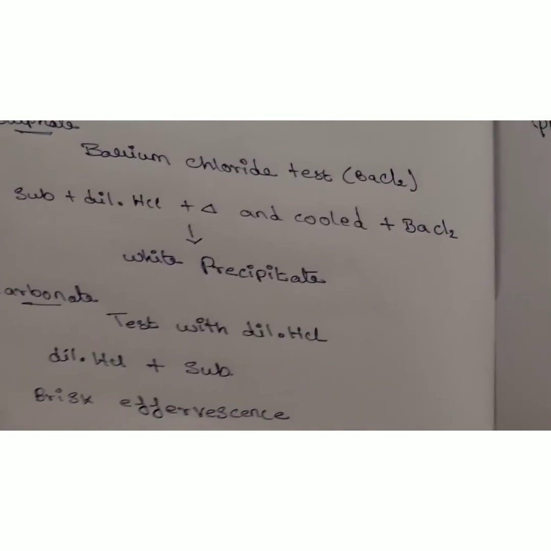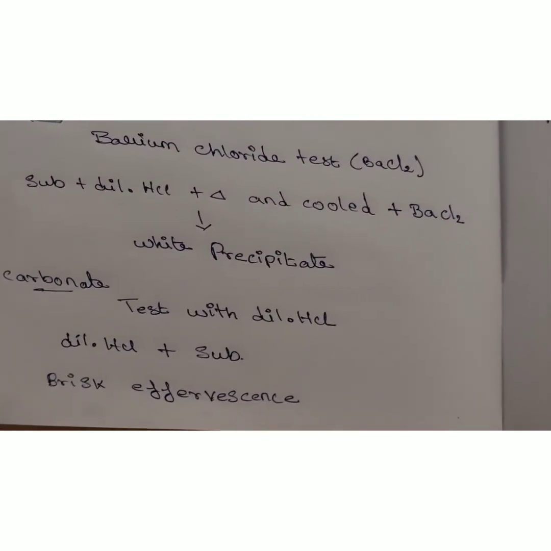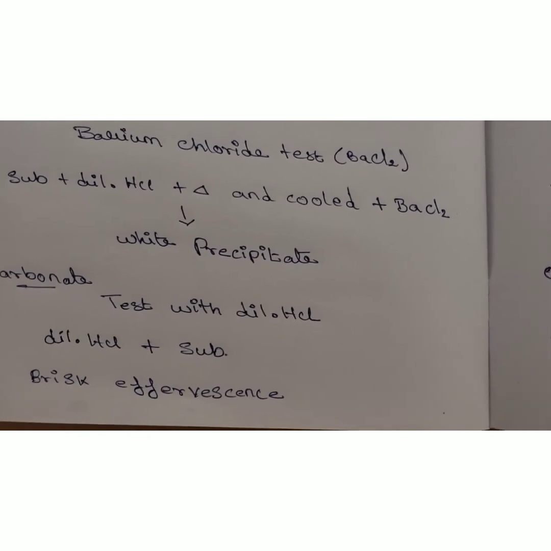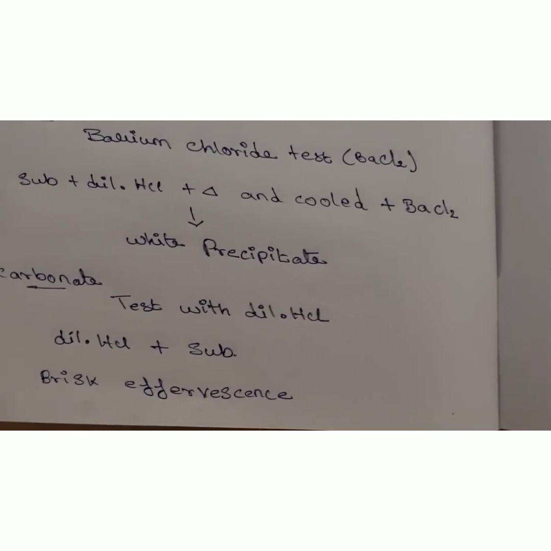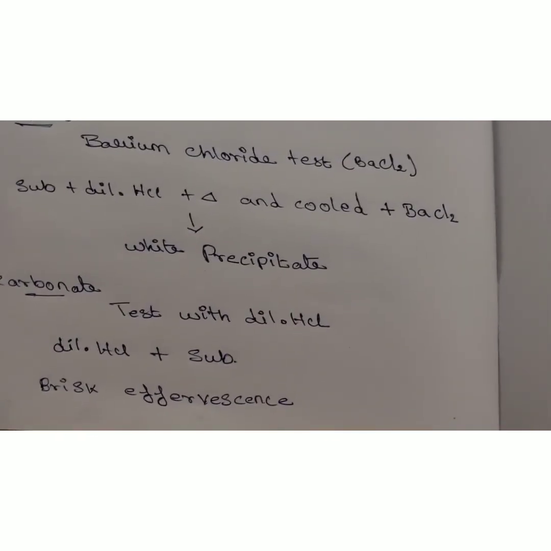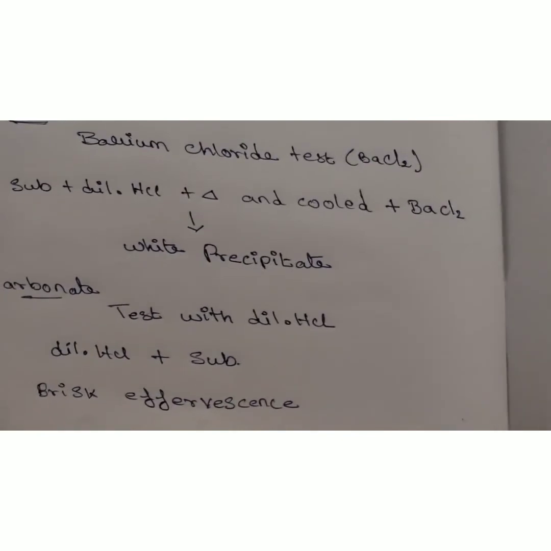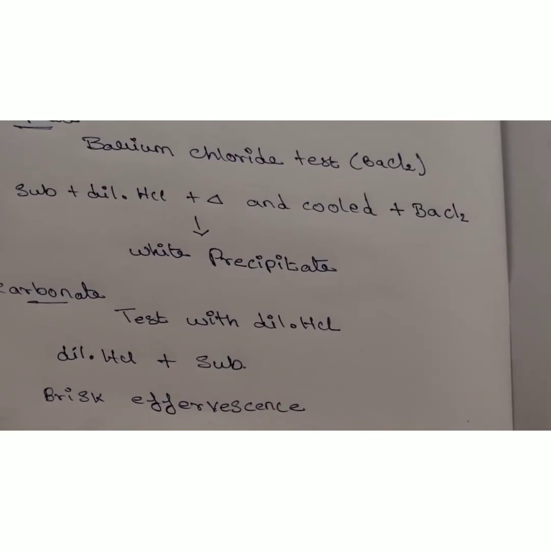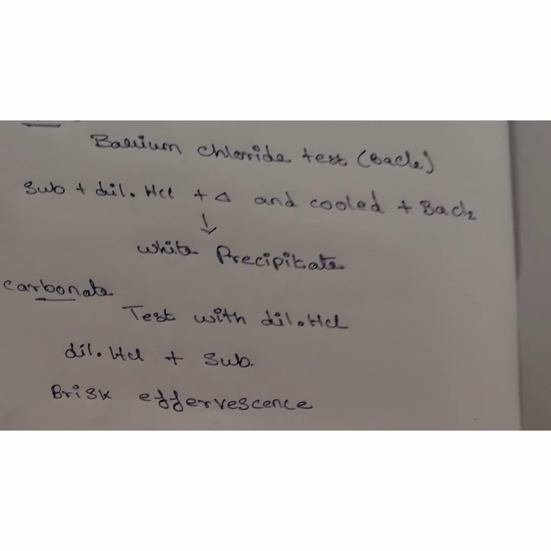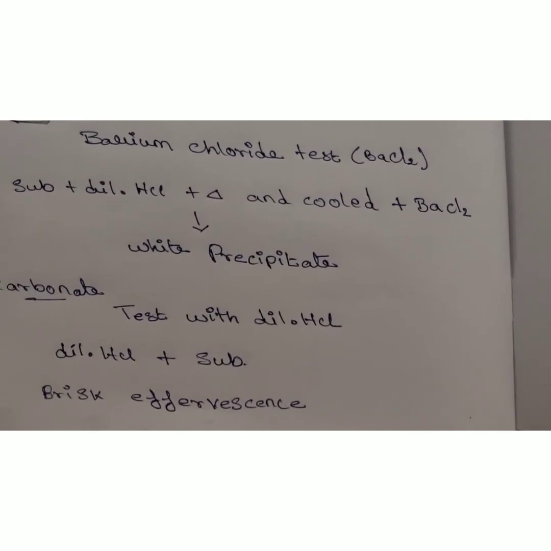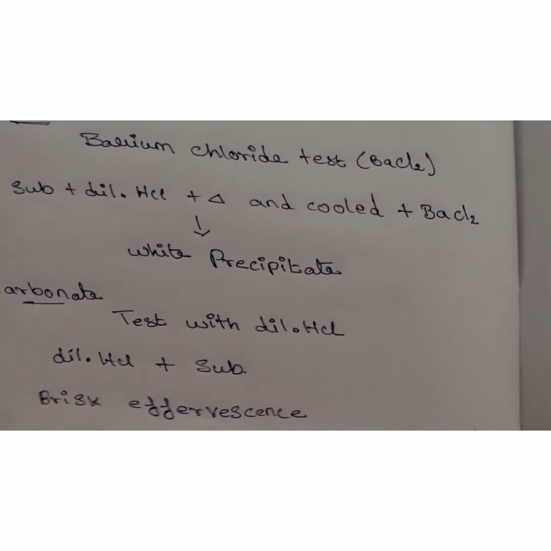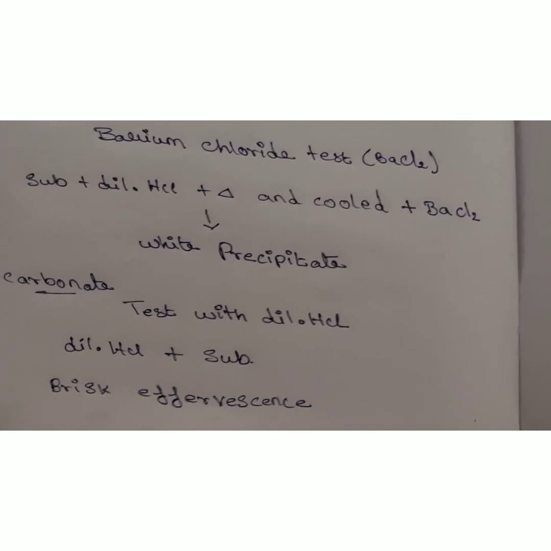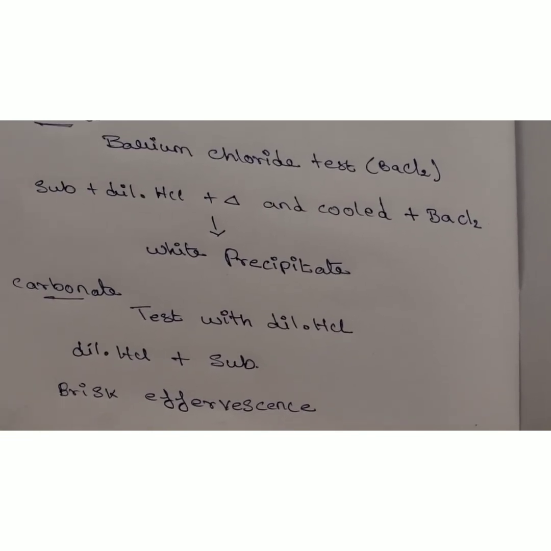Next, carbonate. Carbonate, the test with dilute hydrochloric acid. First, in a test tube, dilute hydrochloric acid is taken, and further the substance is added to check for brisk effervescence. The brisk effervescence confirms the presence of carbonate in a given sample.